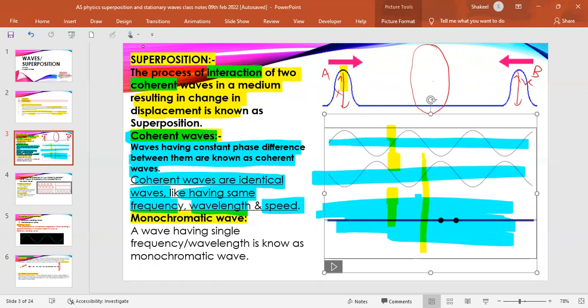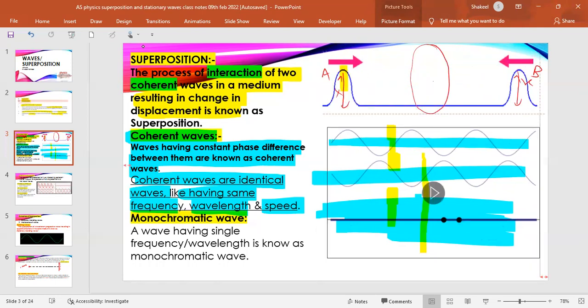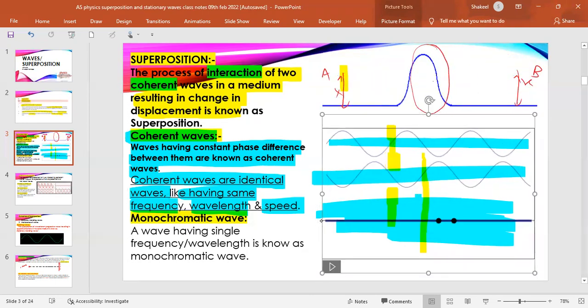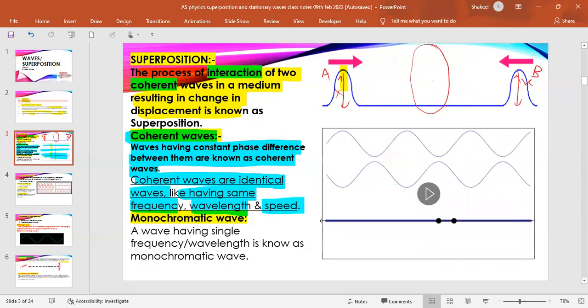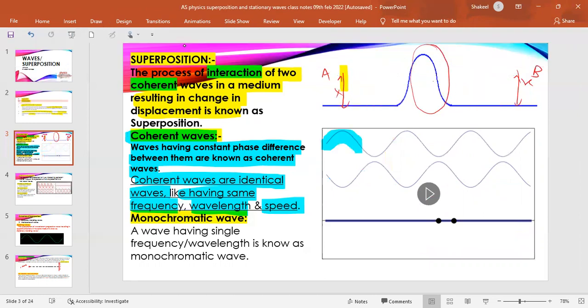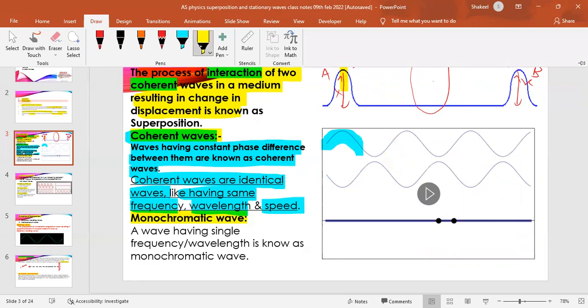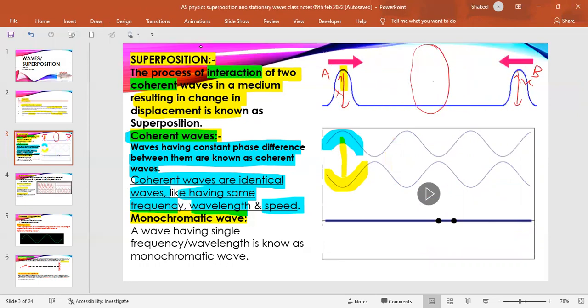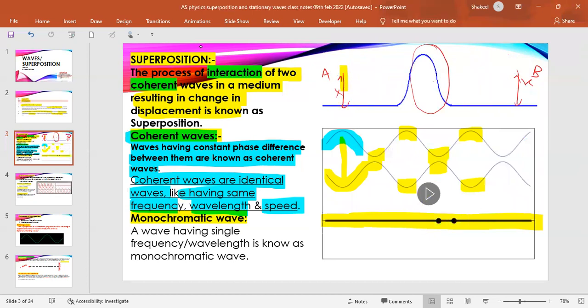Okay, wow, this happened in like fifth to sixth attempt, like this displacement is exactly zero now. So you can see why the displacement is zero over there. Why is it zero? Because crest of one wave is interfering with the trough of other. So when crest interacts with trough, then resultant displacement is zero. And this is happening everywhere, crest with trough, trough with crest. So it means that at all the points, the resultant displacement is zero. So this process is known as superposition. The top one was the superposition of two pulses, and this bottom one is the superposition of two waves.